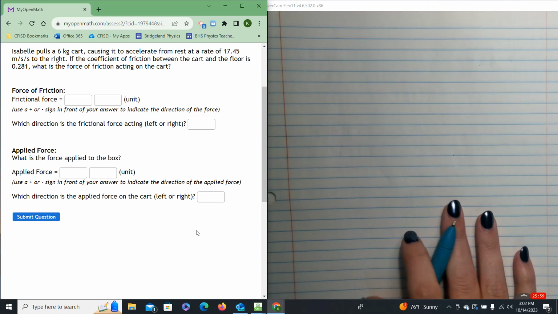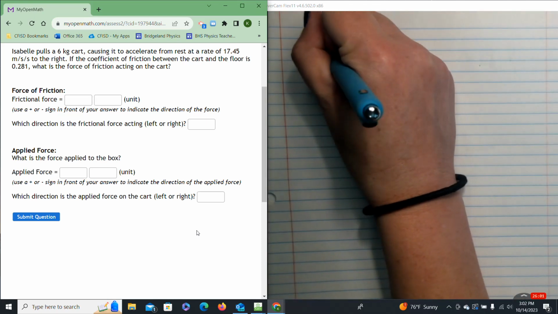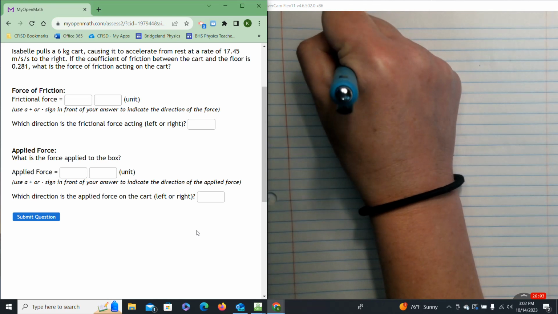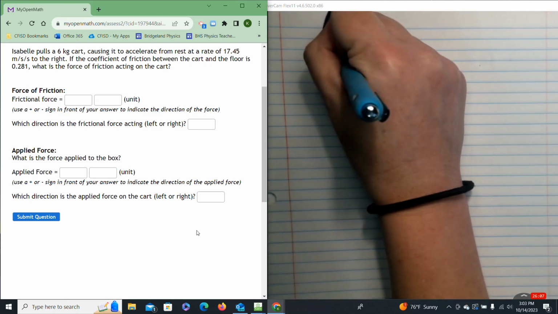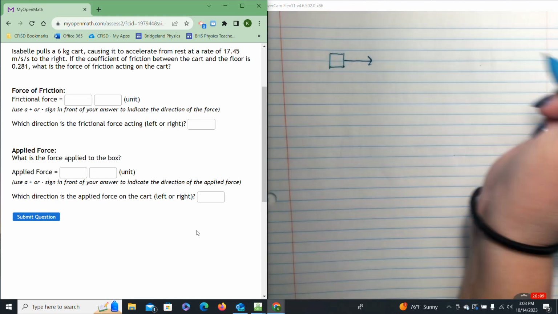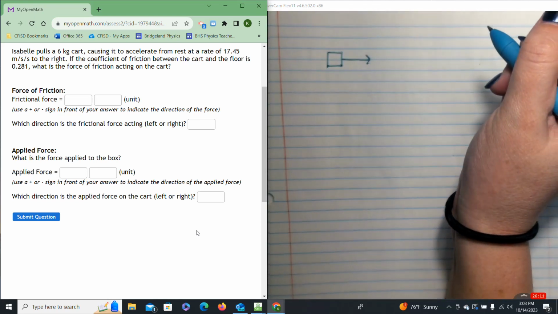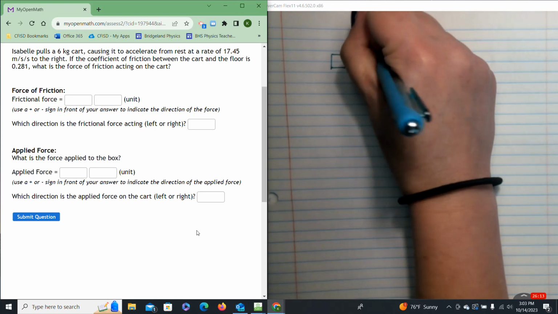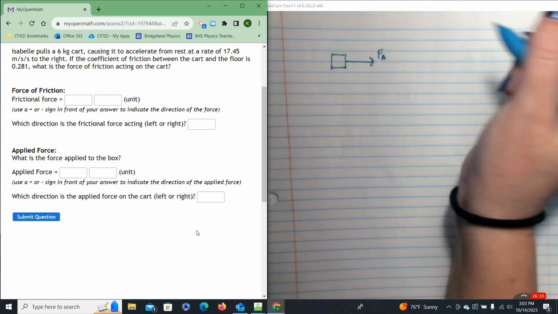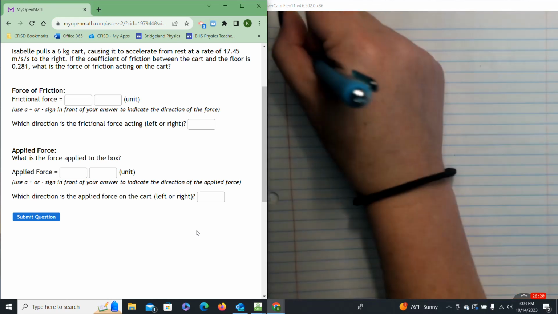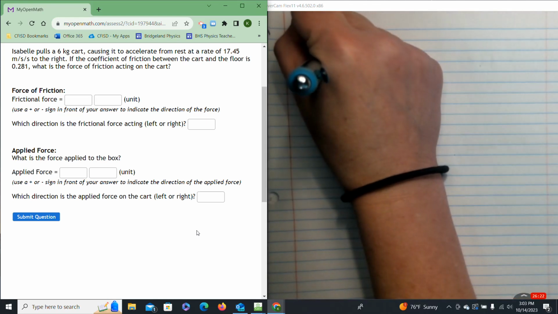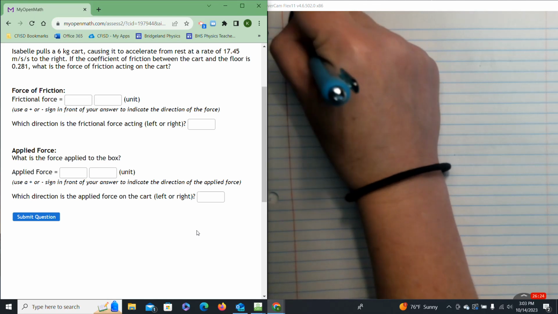All right, so it's accelerating to the right due to the force that she's applying to it. So I know that I have Isabel pulling this cart with an applied force that's going this way. It doesn't actually tell me what her applied force is. It just tells me what the acceleration is. I know that there is friction. Because I have a coefficient of friction, there will be friction in the opposite direction.